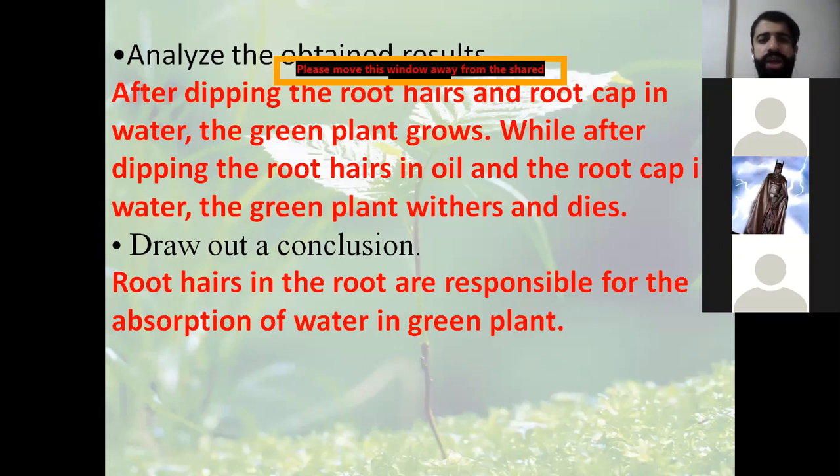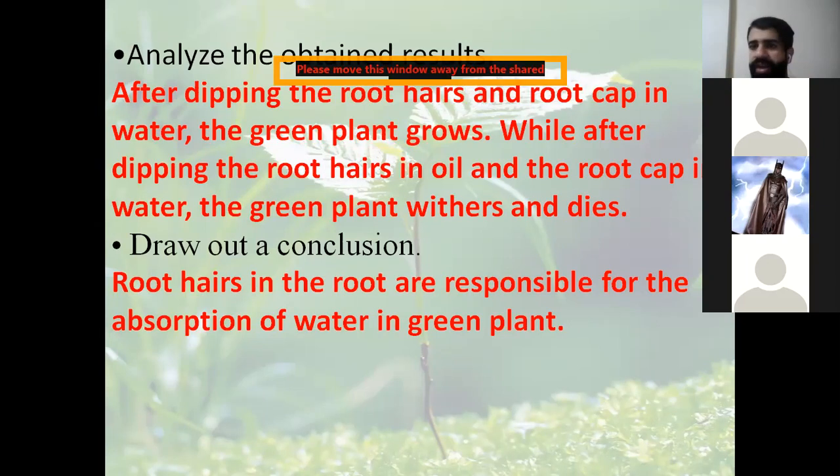So after dipping the root hairs and the root cap in water, the green plant grows. Whereas when dipping the root hairs in oil and the root cap in water, the green plant withers, meaning it wilts, and eventually it dies. Conclusion: the root hairs are the part of the root that is responsible for the absorption of water in green plants. So here, the root hairs and not the roots are responsible for the absorption of water.